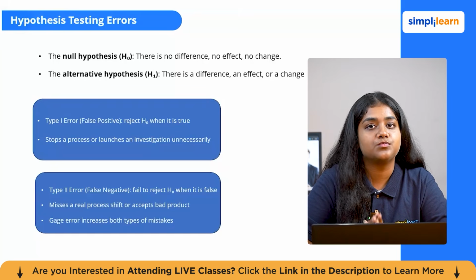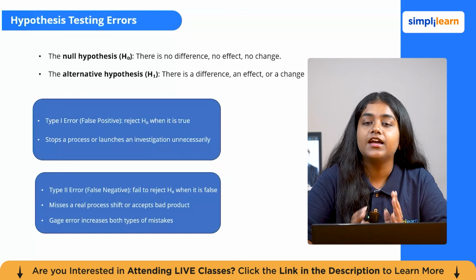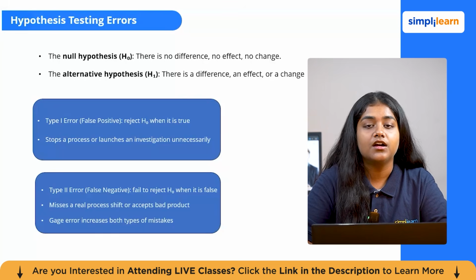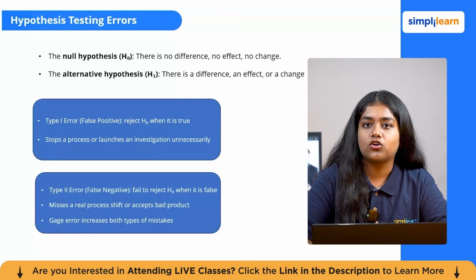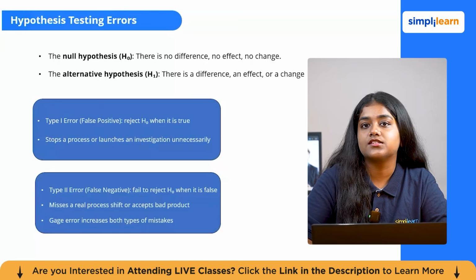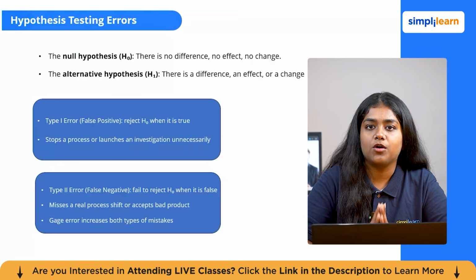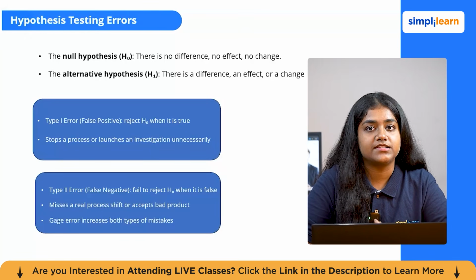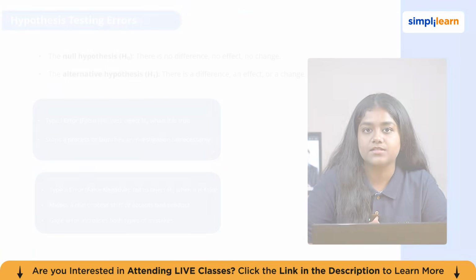Gage error increases both types of mistakes. When your measurement system has significant variability, it adds noise to your data, and that noise makes it harder to detect real signals. That increases type 2 error, but it also creates false signals, which increases type 1 error. The cost of gauge error is therefore not just a measurement quality problem, it's a decision quality problem. Every time your measurement system leads you to a wrong conclusion, there is a cost. Cost from unnecessary adjustment, from missed defects, from scrapped good product, from failed audits.